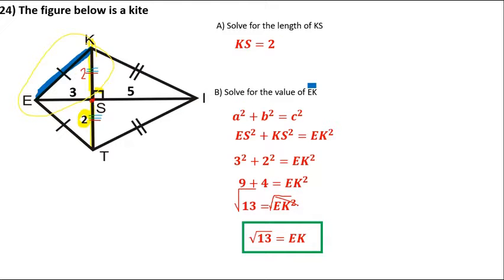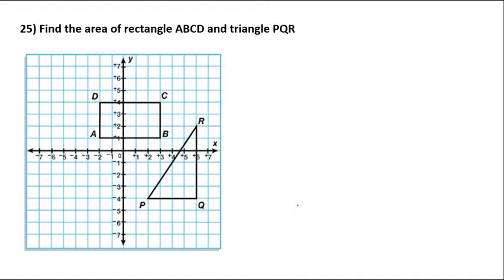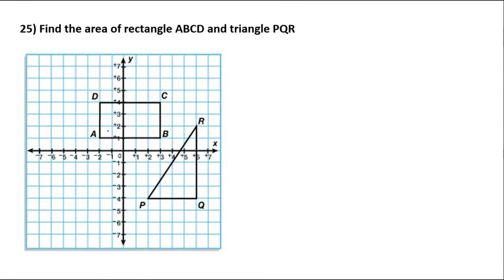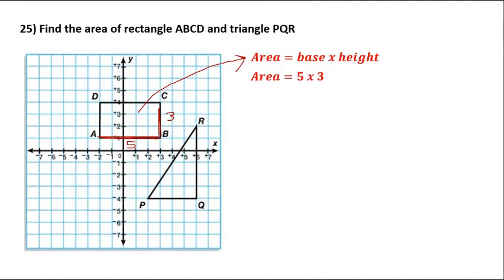Okay, now question 25. They're asking here, find the area of the rectangle ABC and triangle PQR. So if I look at my rectangle, let's find my dimensions, my base and my height. Think of this as your base right here. This space here is a length of 1, 2, 3, 4, 5. So I have a base of 5. And if I look at my height right here, it is 3. So what I do first, I know area equals base times height, or 5 times 3, which is 15.